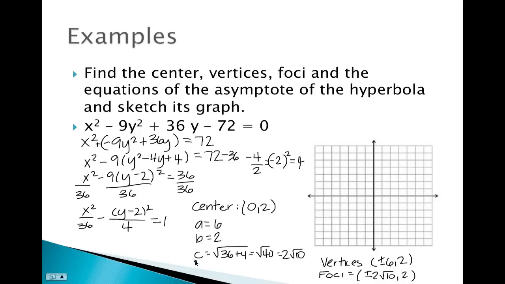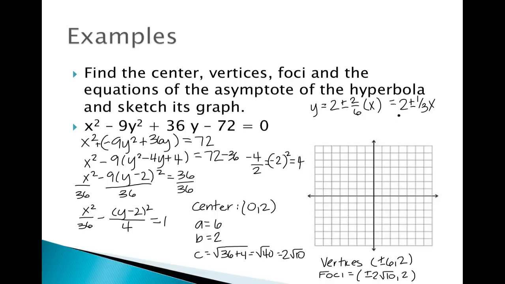The last thing that we need to figure out is our asymptotes. So we're going to take our formula, which is k plus or minus, and because this is a horizontal one, it'll be b over a times (x minus h), which is 0. So our asymptotes, and we're going to go up here on the top of the graph because I kind of ran out of room, we have y equals 2 plus or minus b over a, so it's going to be 2 over 6 times x minus 0, so just times x. And this simplifies to 2 plus or minus 1/3 x.